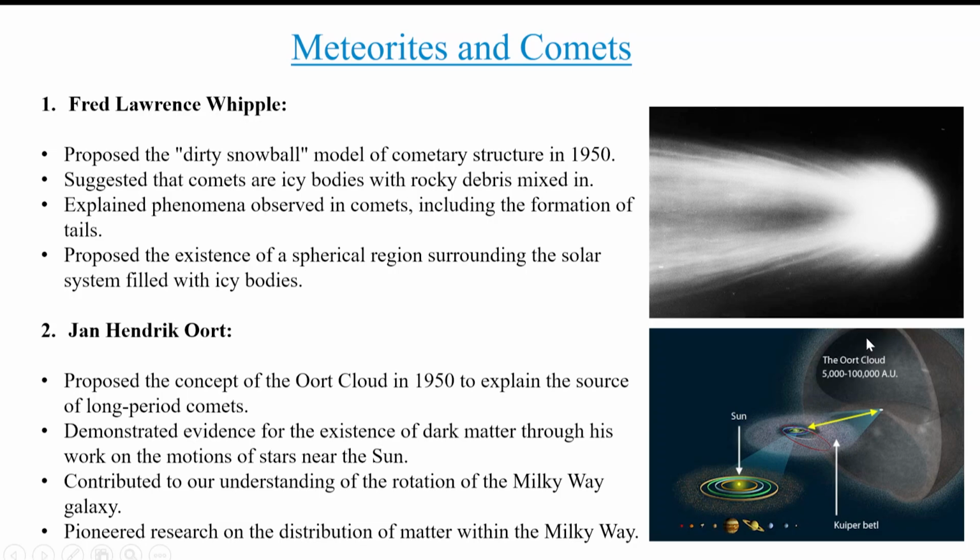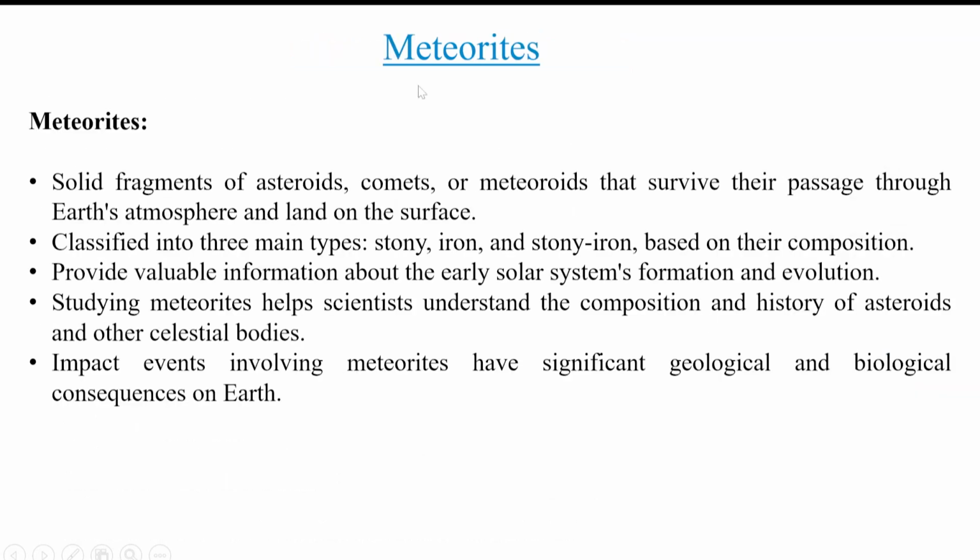It is believed that comets come from this Oort cloud, revolve around our sun and our solar system, and finally go back to the Oort cloud. But before the discussion on the movement of the comets, we need to know about meteorites as well.